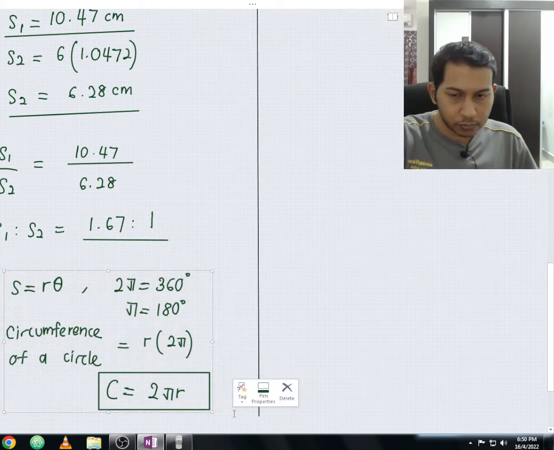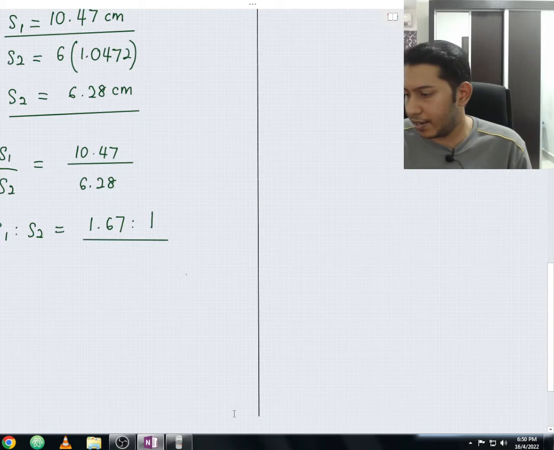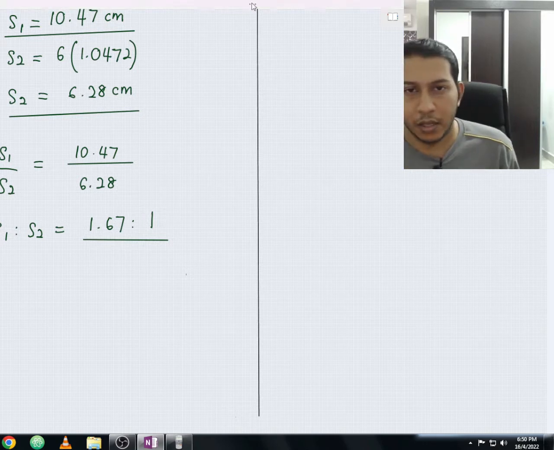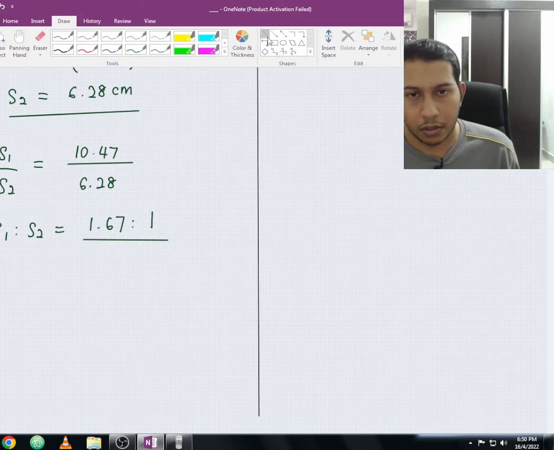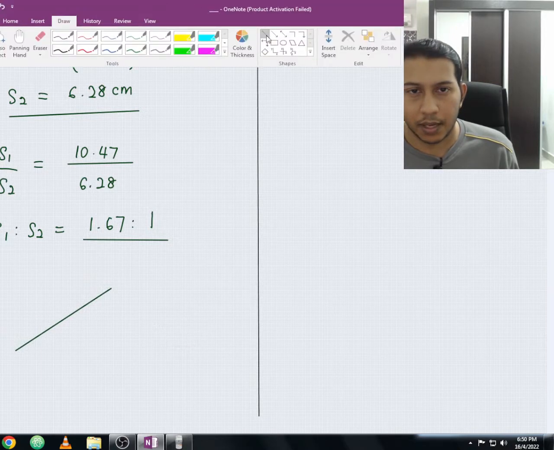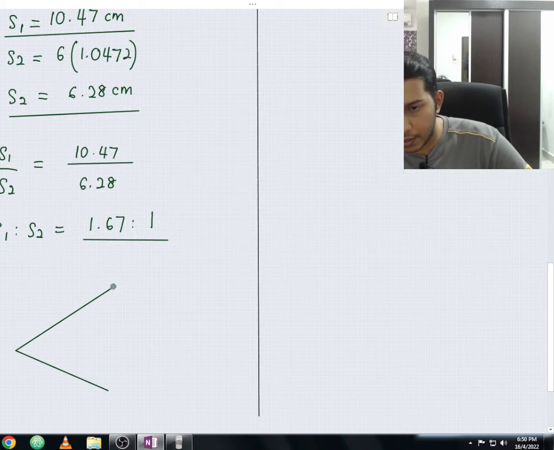Okay, so we have already gone through the length of an arc concept, so let us go through the perimeter of the segment concept. Let me draw another segment. Please wait, guys. So let us draw another segment.